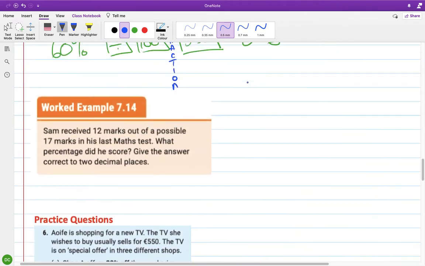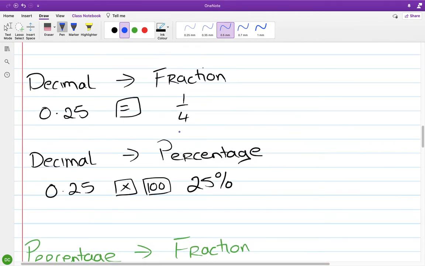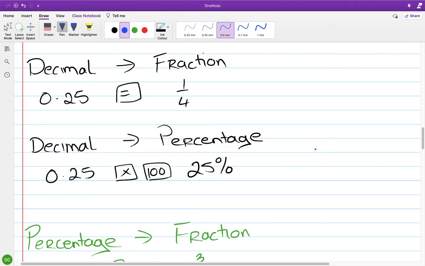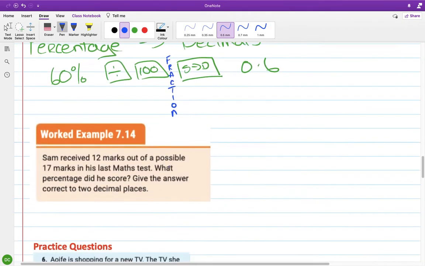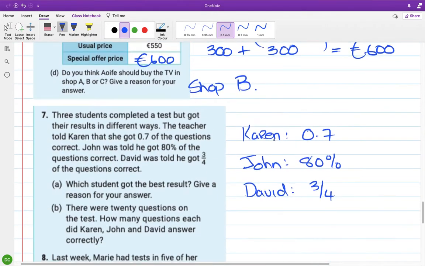So to convert, if you look up here, to percentages. So here is decimals to percentages. You multiply by 100, okay? So we take the 0.7 that Karen got, multiply it by 100, and that is 70%. And same thing here, you multiply by 100 and you get 75%. So which student got the best results? John did, with his 80.